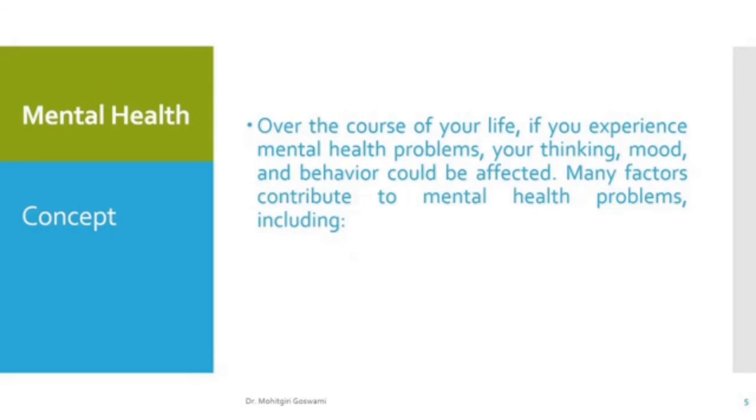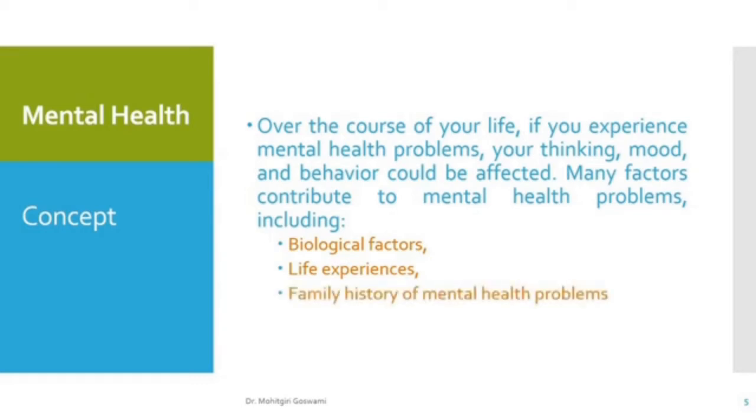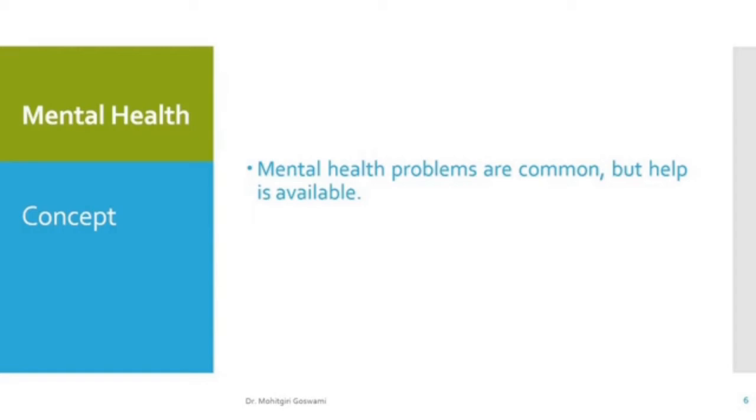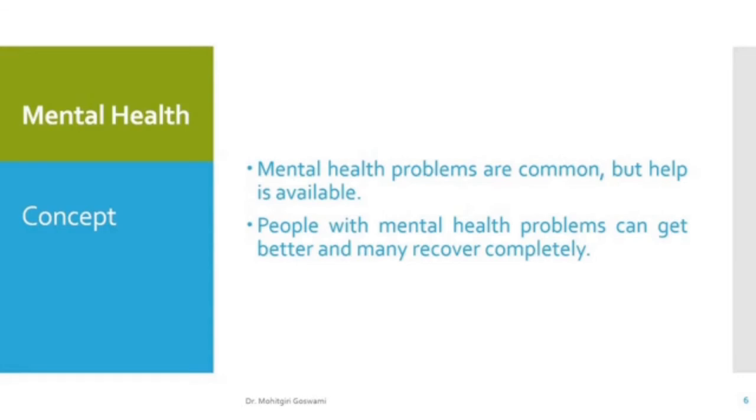Over the course of your life, if you experience mental health problems, your thinking, mood, and behavior could be affected. Many factors contribute to mental health problems, including biological factors such as genes or brain chemistry, life experiences such as trauma or abuse, family history of mental health problems. Mental health problems are common, but help is available. People with mental health problems can get better and many recover completely.